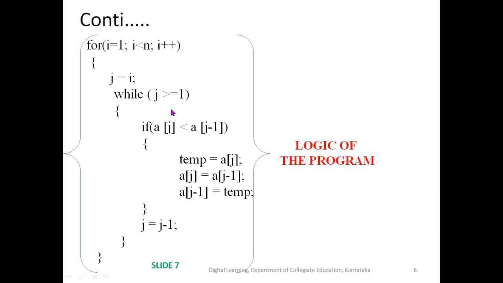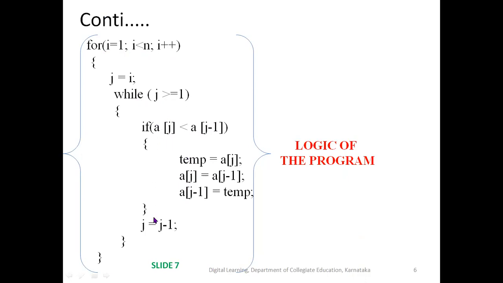Now the logic of the program is given here. For I is equal to 1, I less than n, I plus plus, inside the for loop we have j is equal to I. And while j is greater than or equal to 1, inside the while loop we have a decision statement. If A of j is less than A of j minus 1, if this condition is true, then the two values are swapped using these three statements.